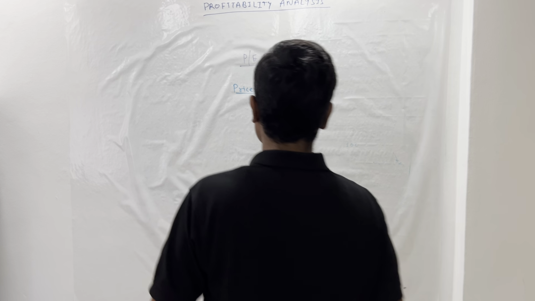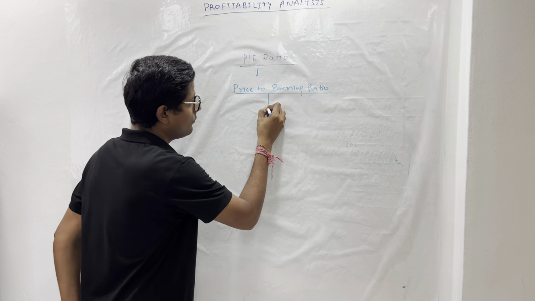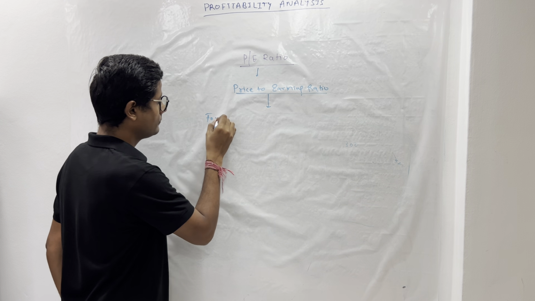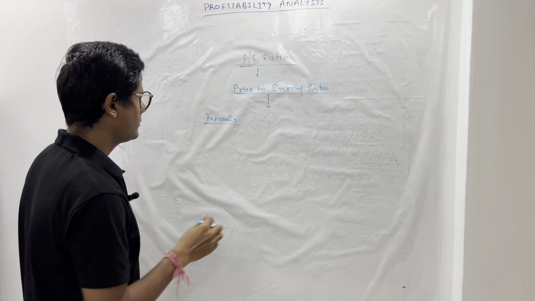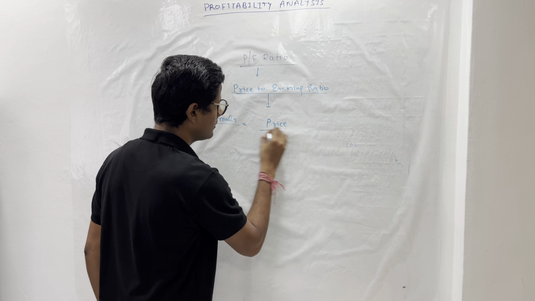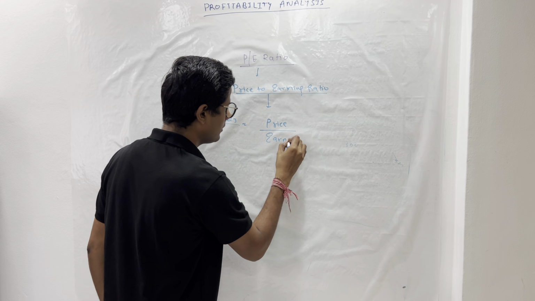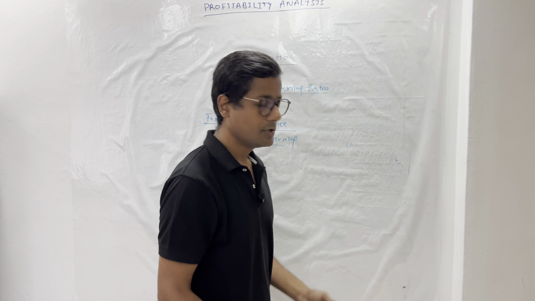So, price earning ratio. Now what's the formula? The formula is very simple. Price to earning means price divided by earning. Price divided by earning, that's the PE ratio formula.